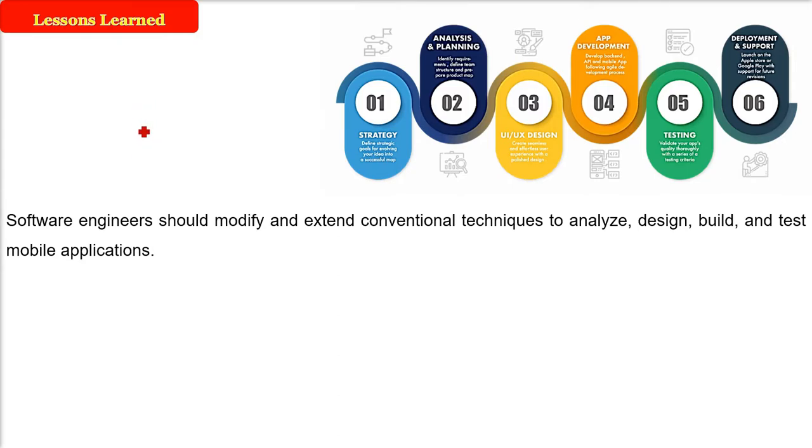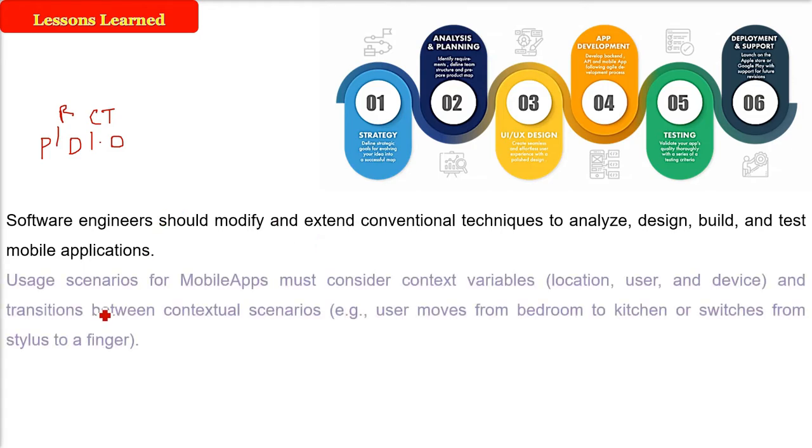Lesson learned. What we have learned and what we need to keep in our mind as a software professional. So software engineers should modify and extend the conventional techniques. Because what we were doing, first we were planning, then we were gathering the requirements, then we design, then we code, then test, finally we deploy. So these are the conventional techniques. But we need to re-engineer and modify these to analyze, design, build, and test mobile applications also.